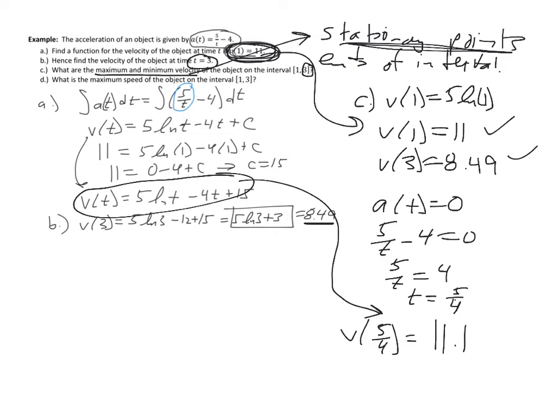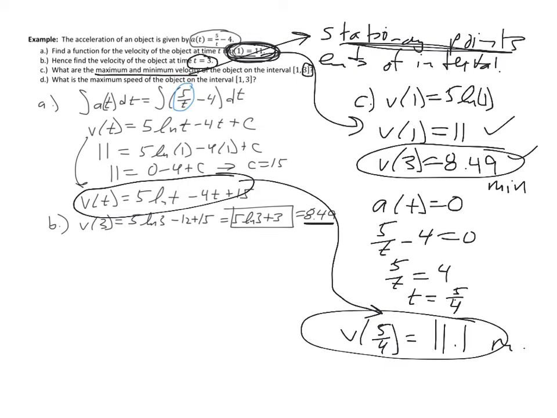11.1, right? So then what are the maximum and minimum velocities of the object? The minimum is right here, 8.49, and the maximum is right here, 11.1. Now part D, what's the maximum speed of the object? Remember that speed is just the magnitude, the absolute value of velocity. In this case, all of our velocities wound up being positive, and so it's just a really straightforward 11.1 is the maximum speed.